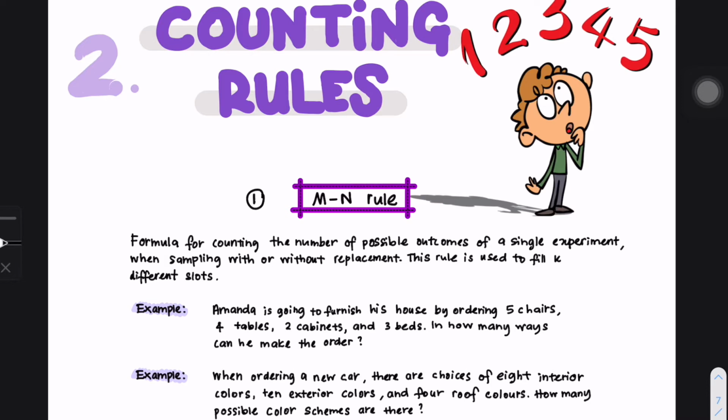melibatkan eksperimen yang besar. The first rule we call the MN rule, where the MN rule is a formula for counting the number of possible outcomes of a single experiment when sampling with or without replacement. This rule is used to fill K different slots. MN rule ni digunakan untuk kita cari possible outcome untuk satu eksperimen yang melibatkan sama ada sampling itu with replacement atau without replacement. Apa dia contoh with replacement, apa dia contoh without replacement?